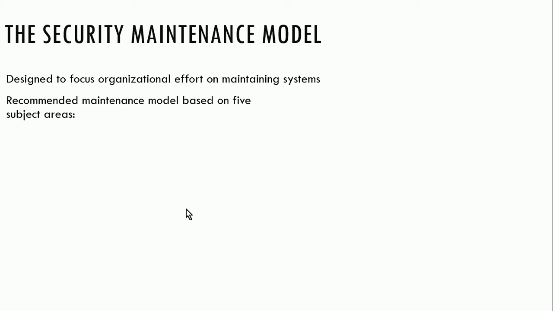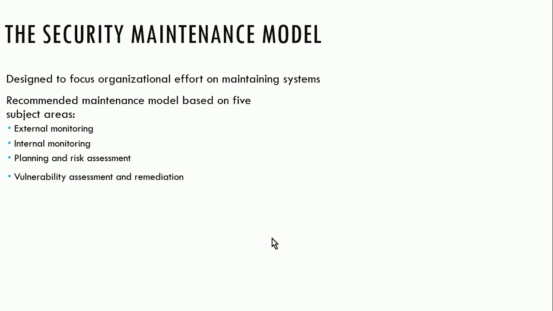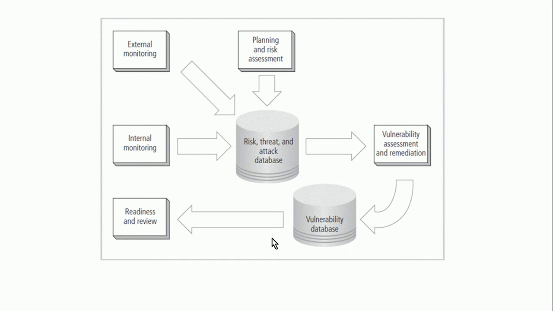So there are 5 subject areas for maintenance that are discussed in your book. There's external monitoring, internal monitoring, planning and risk assessment, vulnerability assessment and remediation, readiness and review. So these are the 5 subject areas that we're going to talk about. So again, we have our internal monitoring, our external monitoring, planning and risk assessment, readiness review, and vulnerability assessment and remediation. So we're going to talk about all of these different elements.